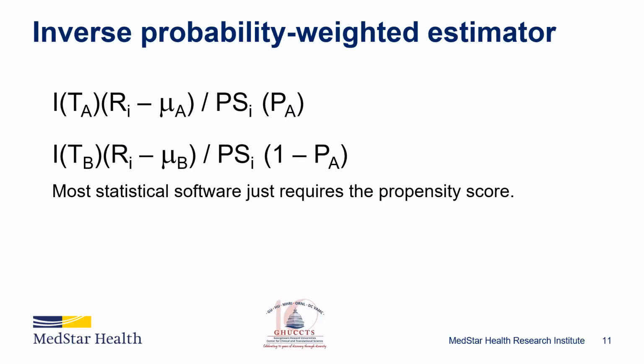Now, most statistical software just requires the propensity score, and they'll do the calculations for you in a sense. Calculating the propensity score is really straightforward, really easy. You don't really need to, for the most part, worry about doing anything other than that.